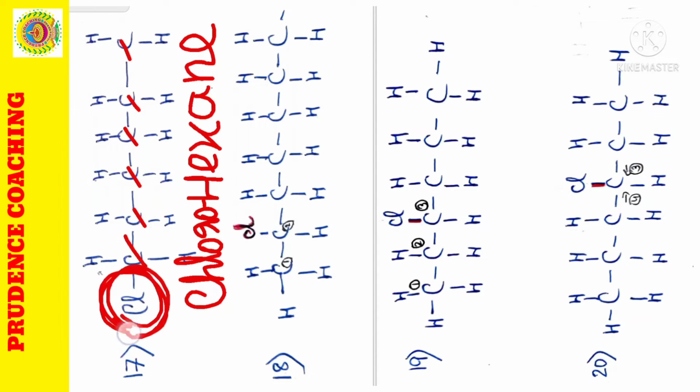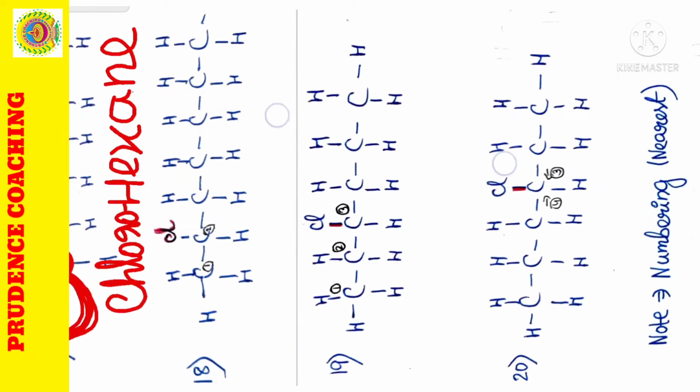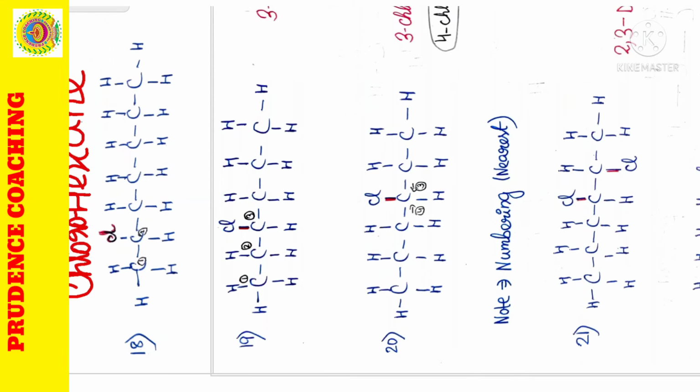If the chlorine is attached with the ending or the terminating carbon, this one is a terminating end and this is the terminating end, then you need not give any number. You will just write chlorohexane as the answer. Now if you find this functional group in the middle somewhere instead of the terminating carbon, here the terminating carbons are this one and this one, but it is attached with this carbon. So how are you going to write the name?